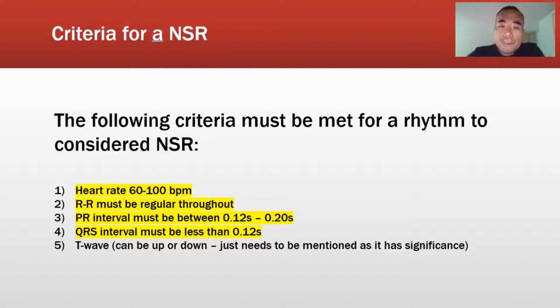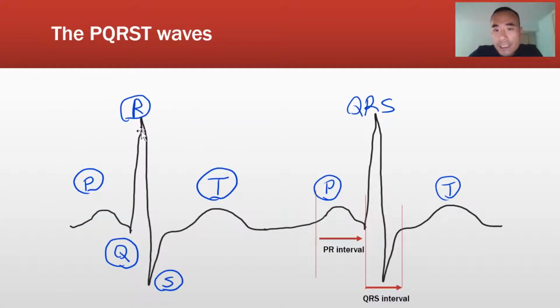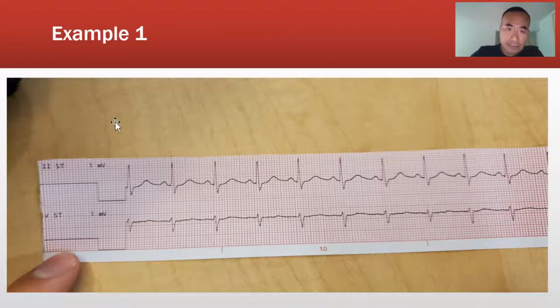Number 2, the R to R must be regular throughout. Let's pull out the example here. Between this R and this R, as the waves go by, this should be regular throughout. Let's go to example 1. As you can see, these R and R and R and R, they are all symmetrical, rhythmic, they happen at the same interval. So that's what we call regularity.